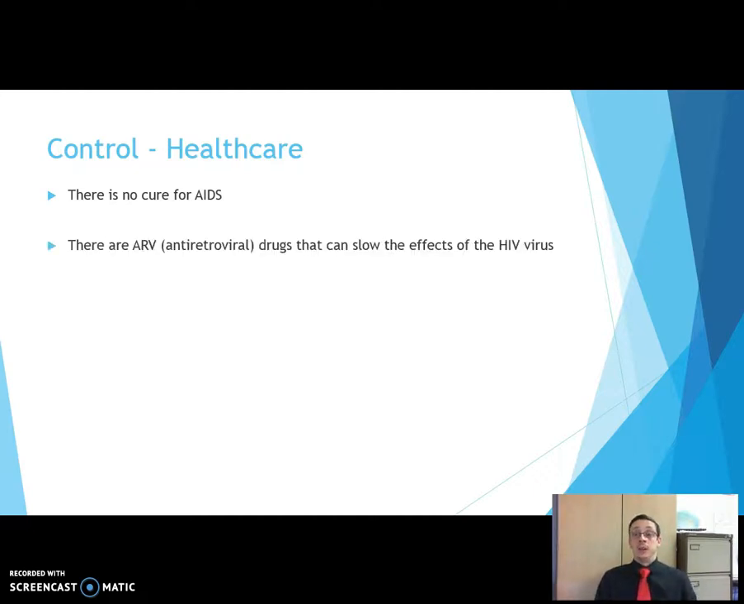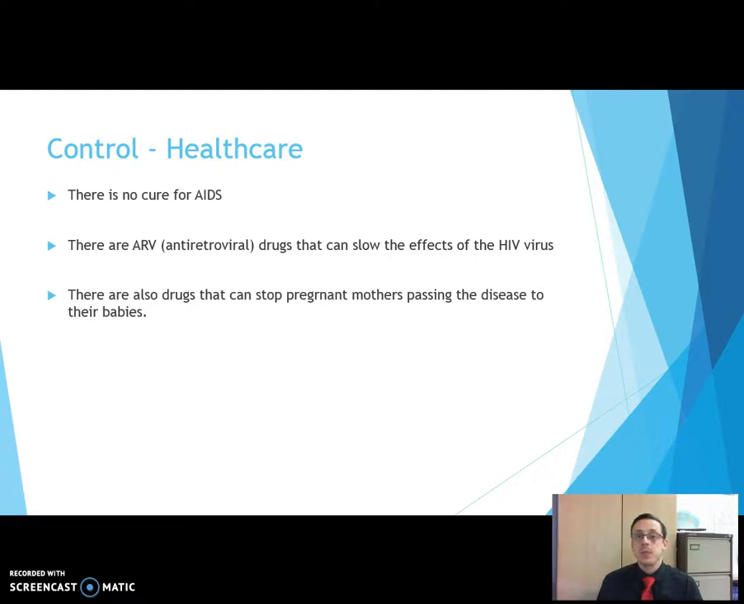Now, for the HIV virus particularly, there are antiretroviral drugs, or ARV drugs, that slow the effects of it and slow your transition from HIV to AIDS. And there are also drugs that can stop pregnant mothers passing the disease on to their children. However, these drugs cost money. They cost money to buy, they cost money to stock. They then also require trained medical professionals to administer. They need to be trained, that costs money. They then need to be paid, that costs money as well.